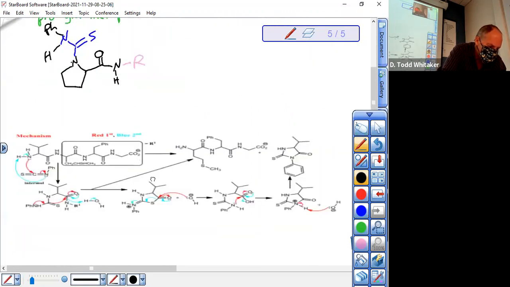What's next? Well, going down here. The nitrogen attached to the phenyl resonates into the sulfur, which makes a ring to the carbonyl, the black carbonyl up here. So the nitrogen with the phenyl, lone pair resonates towards the sulfur.